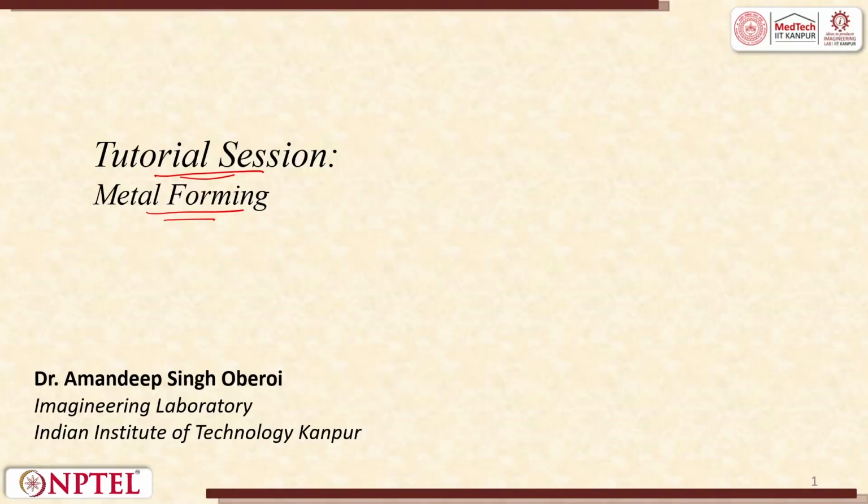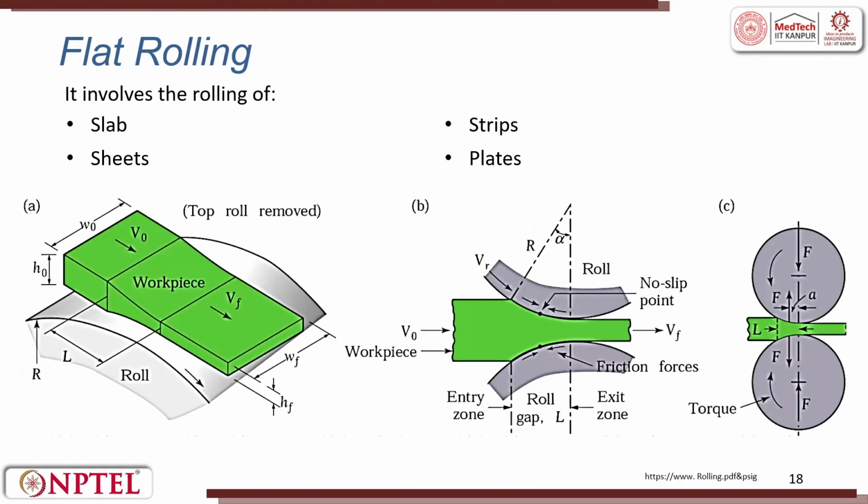So, what is rolling? Let us try to recall the concept. Flat rolling involves rolling of slabs and sheets, where you can see here the workpiece is given in green color and the roll is given in gray color. In this rolling process the entrance velocity is V0, the exit velocity is Vf, which is higher. So, Vf is always greater than V0 because the volume stays the same, the continuity equation that we have been discussing. This is a simple flat rolling. These are known as roll mills.